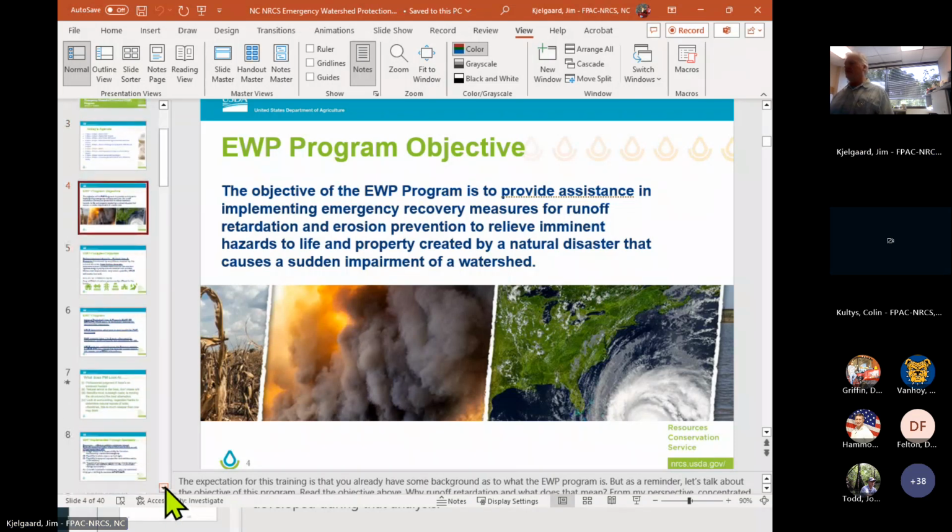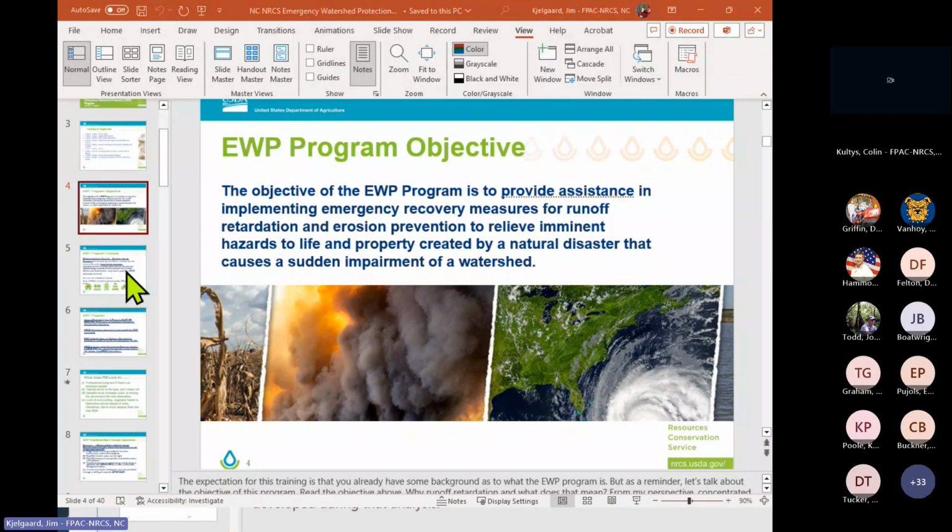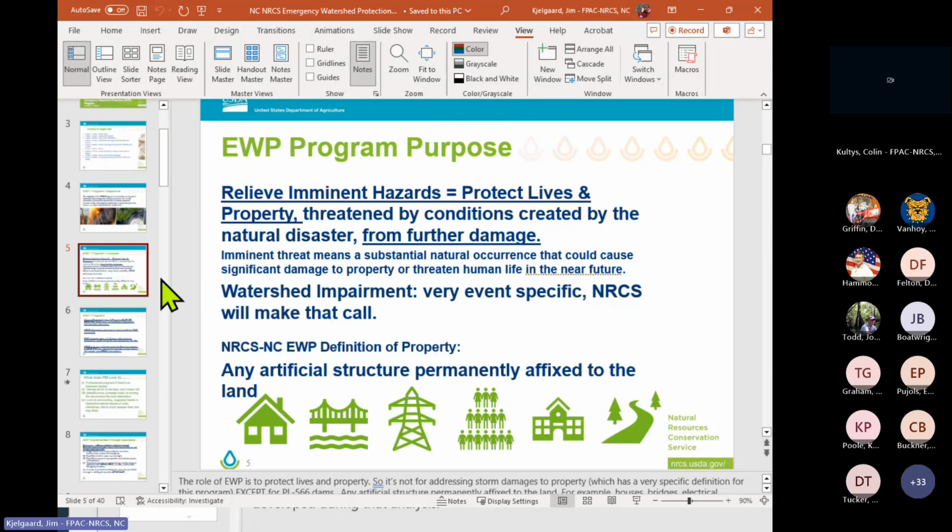But that's straight from the manual. So oftentimes when we're reading our manuals, we also need to get some clarification as far as what things mean. So in the EWP, for the purpose, we look at relieving imminent hazards. That means to protect lives and property threatened by conditions created by a natural disaster from further damage. There's a definition of an imminent threat: substantial natural occurrence that could cause significant damage in the near future. Watershed impairment is very event specific. NRCS makes that call because it is our program.